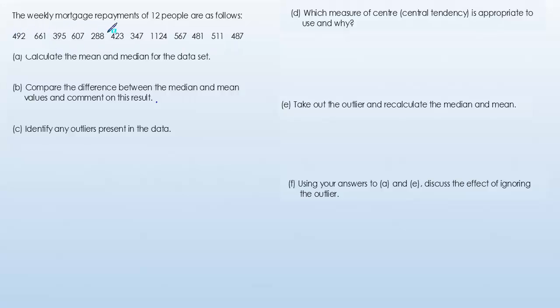The weekly mortgage payments of 12 people are as follows. We want to calculate the mean and median for the data set. So for the median, we really need them in order.